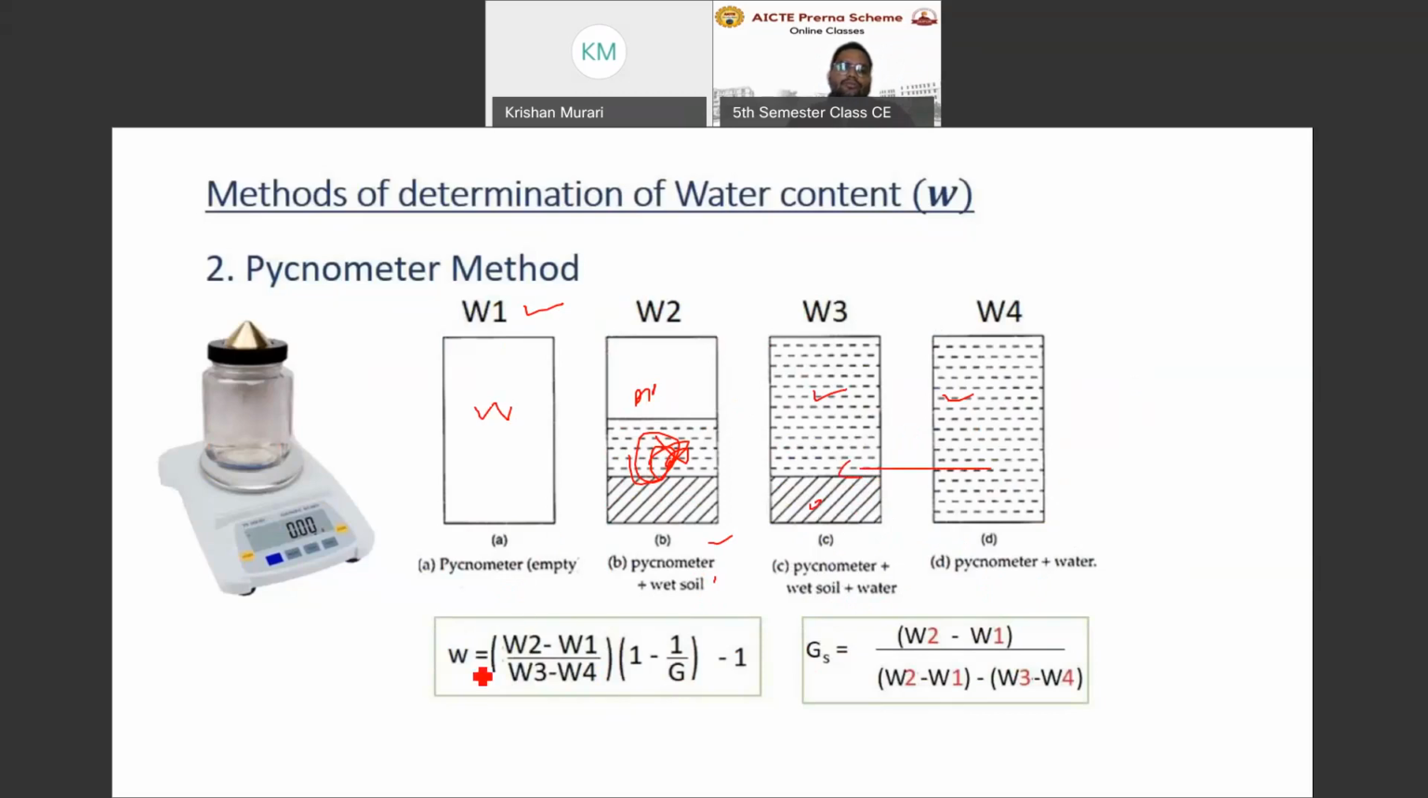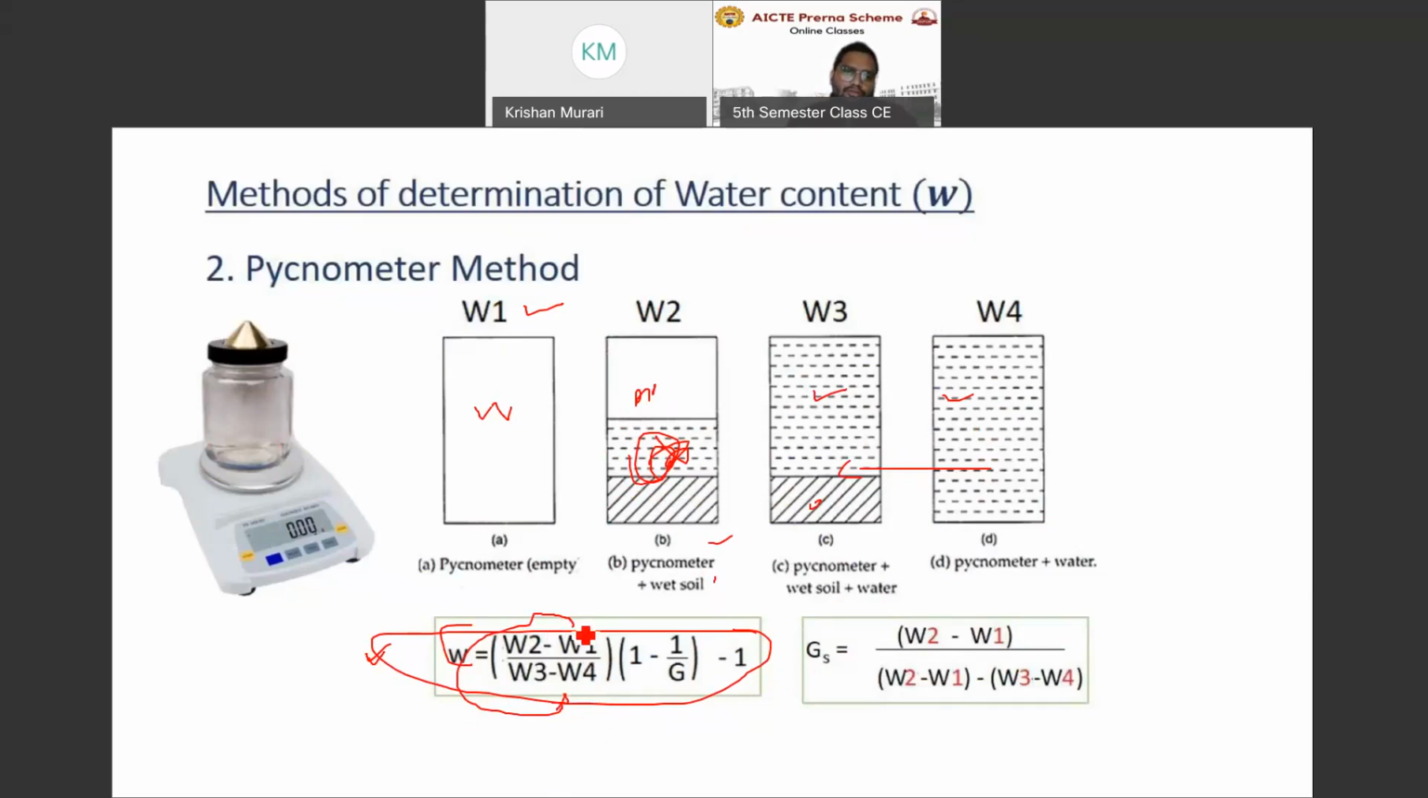In that case, to find the water content, the simple formula is (W2 minus W1) upon (W3 minus W4), times (1 minus 1 upon G), minus 1. That is the value of the water content found in the pycnometer method. You have to memorize this. Here is a simple trick: write it out and start from the anti-clockwise direction, so you can directly remember the formula and never forget it.